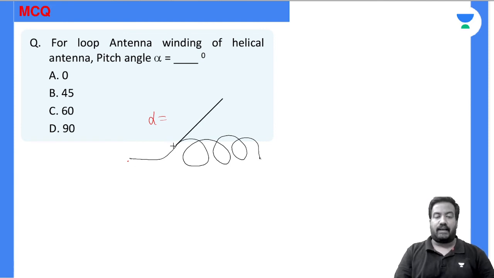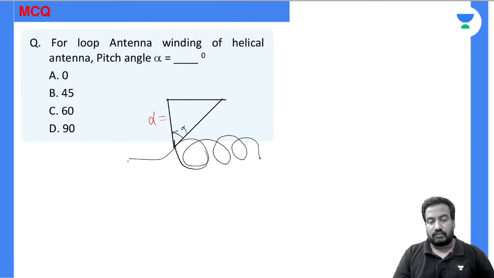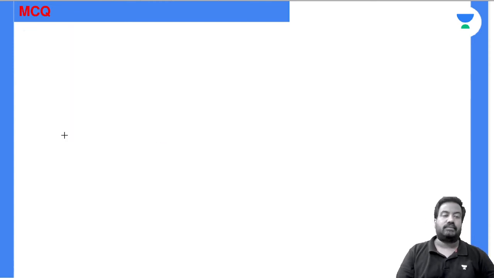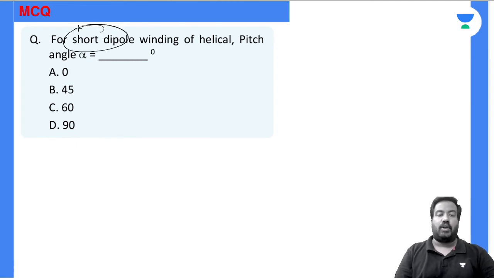This is pitch angle, alpha. For a loop antenna, the winding will completely cover, so this angle becomes 0 degrees. For a short dipole, it will be a straight line, so the angle will be 90 degrees. For the short dipole winding of a helical antenna, alpha is 90 degrees. Option D is the answer. Got it?